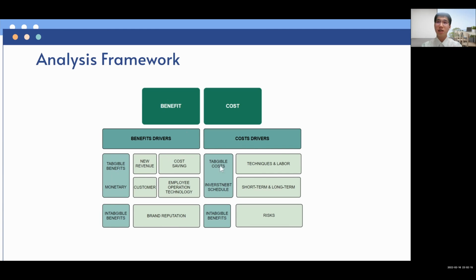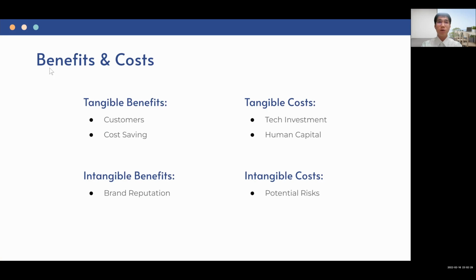As you can see, this is our framework, and it contains both the benefit driver and cost driver in their respective details. From the next slide, I will elaborate on each part. Firstly, as for the benefit, it contains both tangible and intangible parts. The tangible benefits include new revenue, cost saving, and time saving through the efficiency or process automation in terms of employee operation and technology. As for the intangible benefits, it mainly includes the improvement of brand reputation.